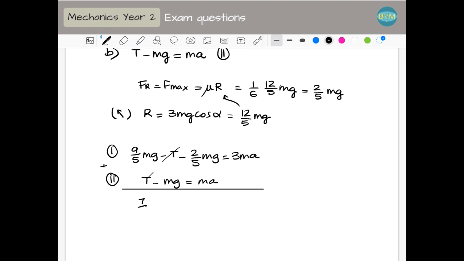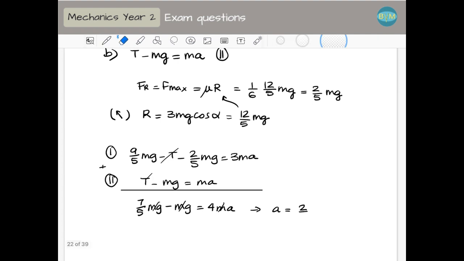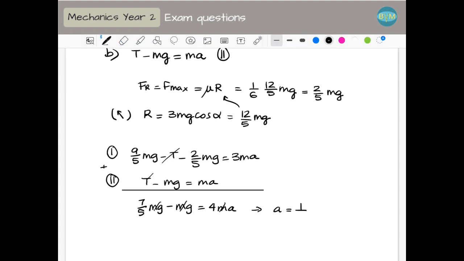So I have 7/5 mg minus mg, because I am adding them, equals 4ma. Adding them together, I can cancel m, and then my acceleration is going to be 2/5 divided by 4, which is 1/10. Yes, that is what I have to get. So 1/10 of g. That's what we needed to prove. But as I say, with simultaneous equations, we could find T if they ask. They don't, but we could.